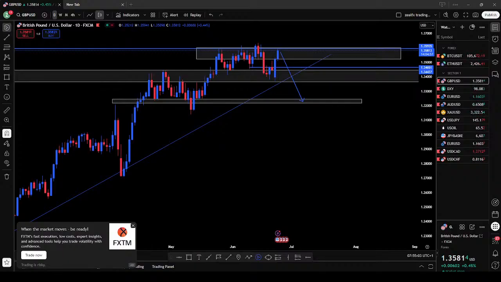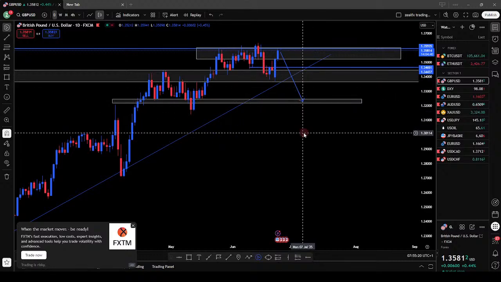So let's summarize again. We said we expect the pound. We are expecting a signal from this resistance, the daily resistance and also a weekly resistance. We're expecting the signal to drop from here, so we expect the pound to drop from this level.